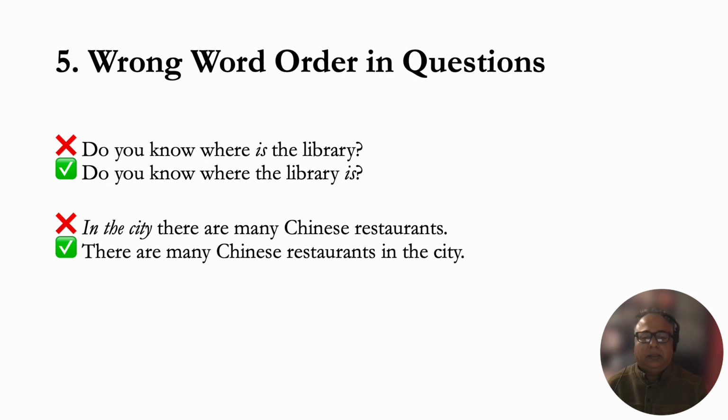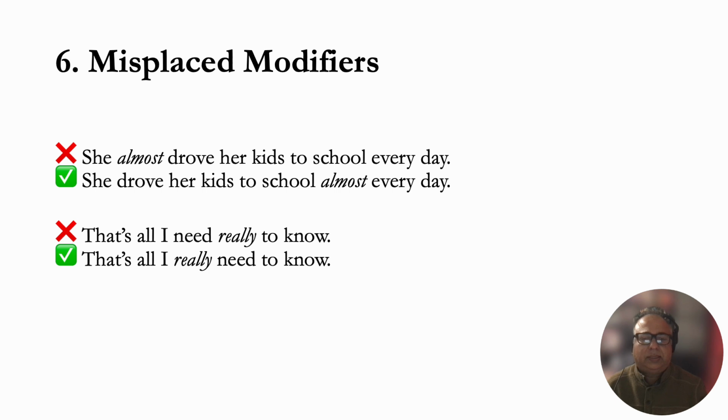In the city, there are many Chinese restaurants, but I can see some people saying that, sounds okay to me, but the really correct way of saying it, there are many Chinese restaurants in the city. It's called a locative, and if you do not know the term, don't worry. It basically means the location of a place. Okay? Number 6 is misplaced modifiers, right?